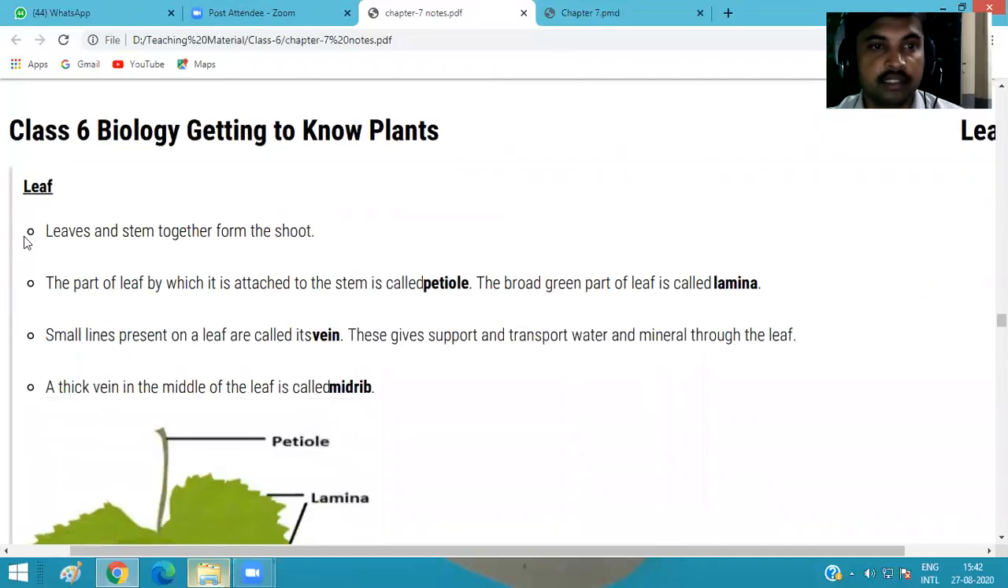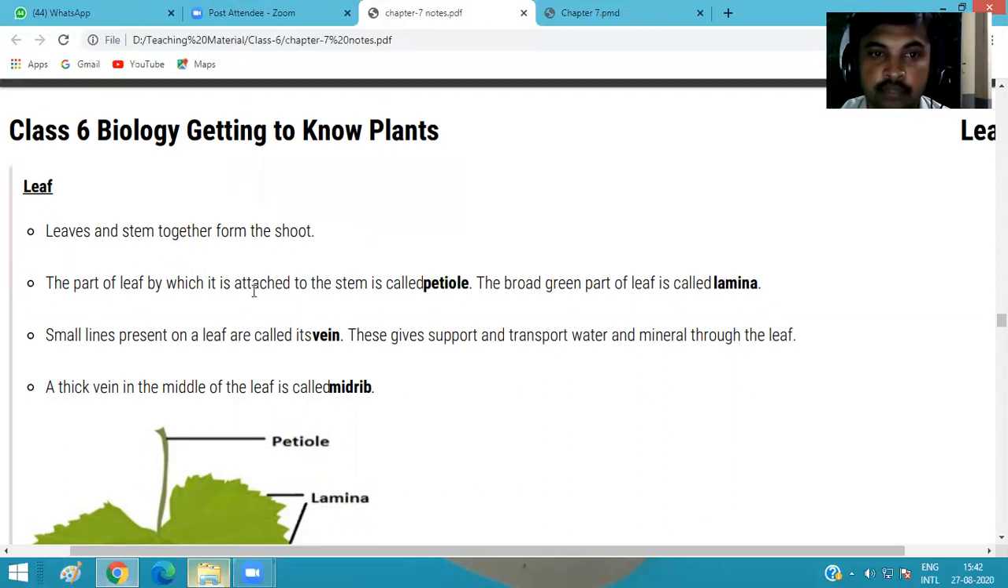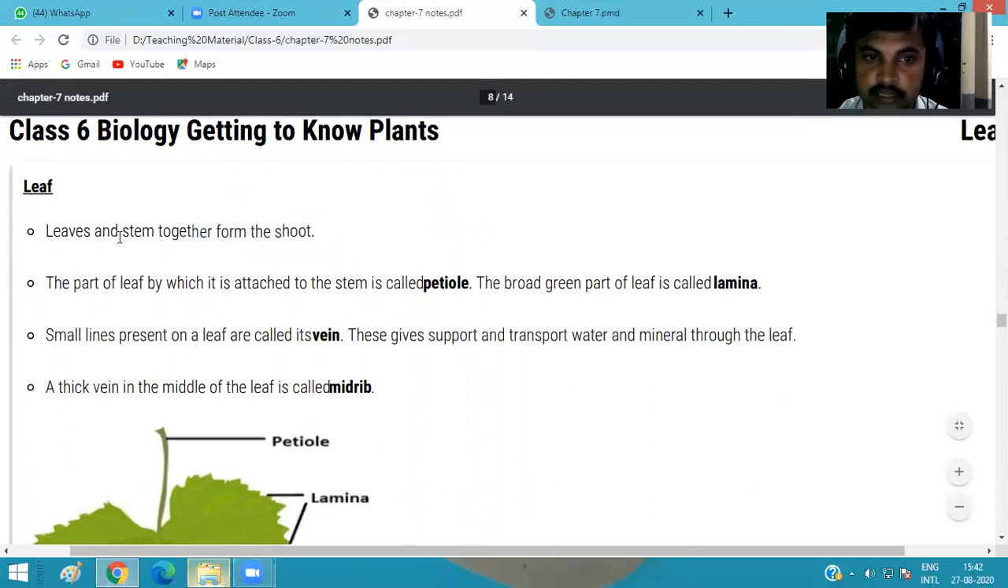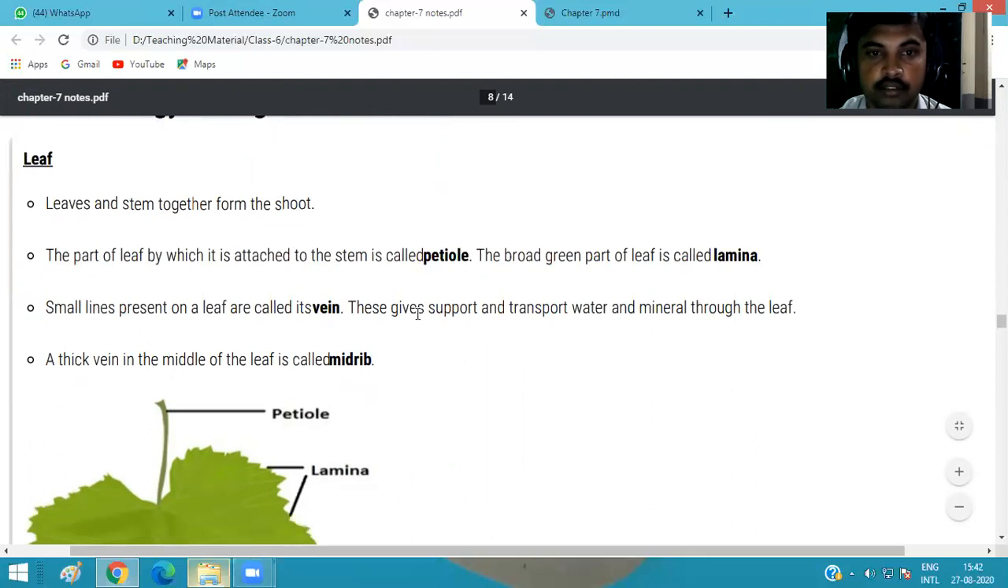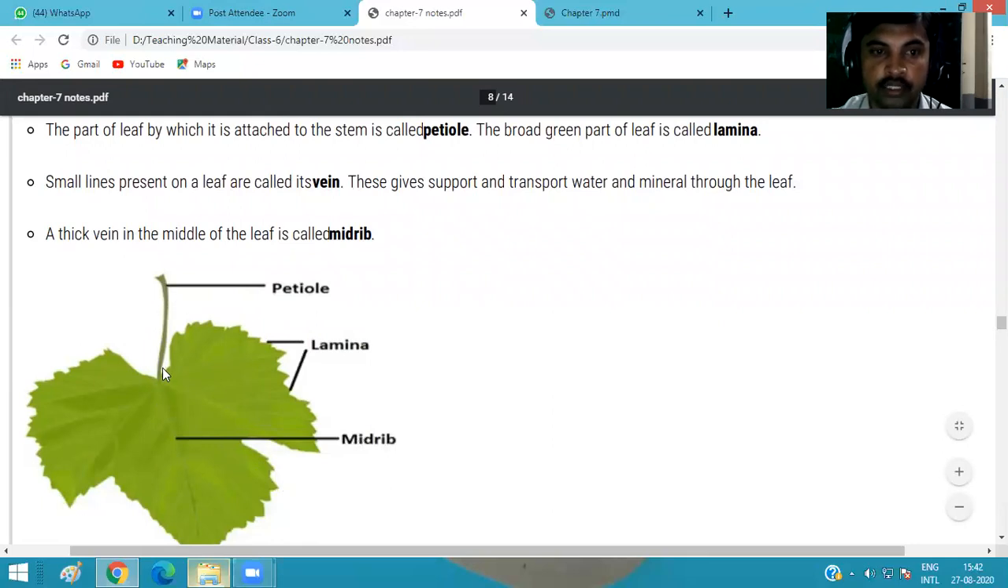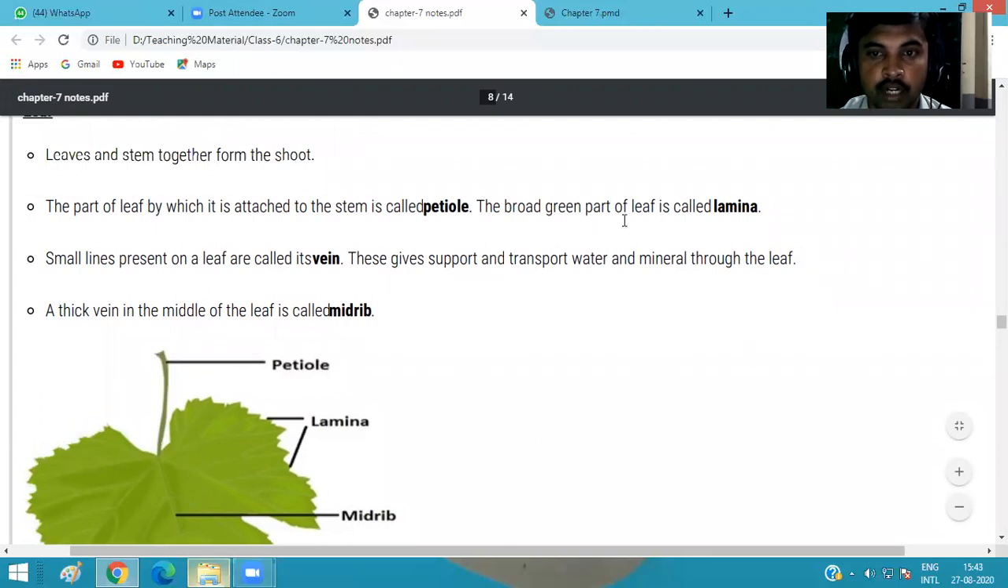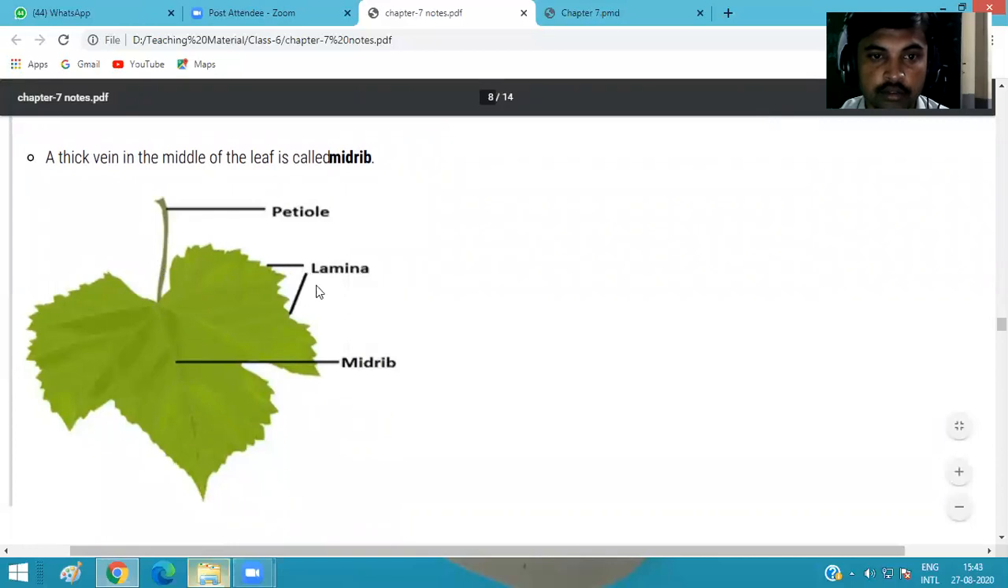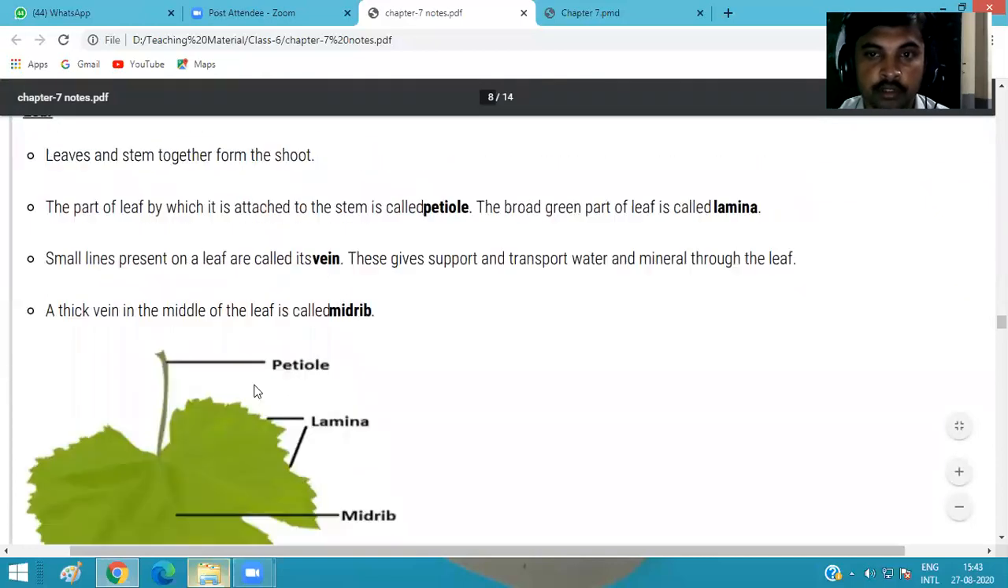Then the next part of the plant is the leaf. We already know something about leaves: leaves and stem together form the shoot. The part of the leaf by which it is attached to the stem is known as the petiole. The broad green part of the leaf is called the lamina.